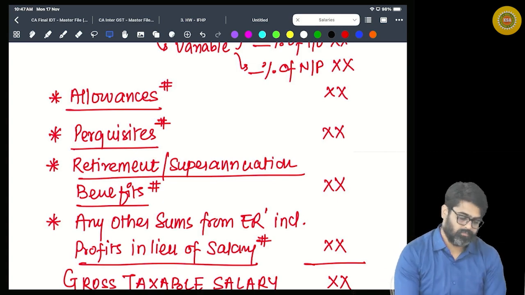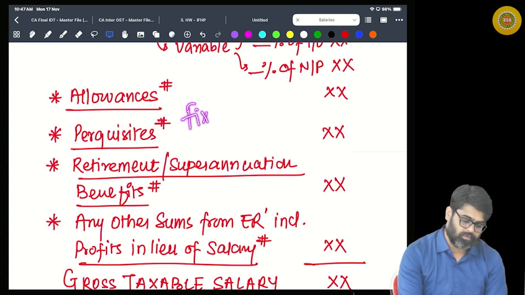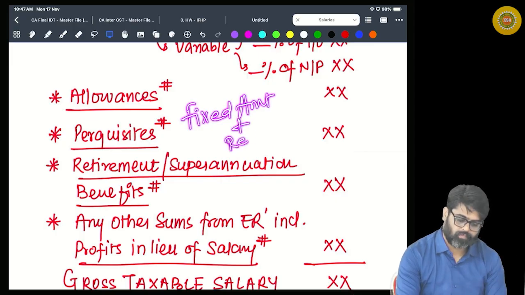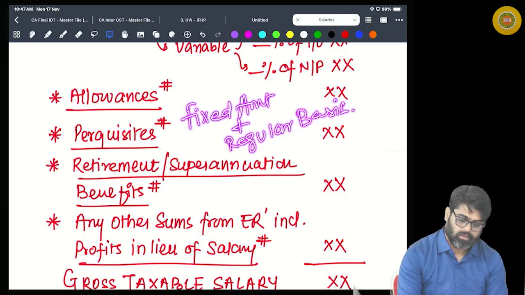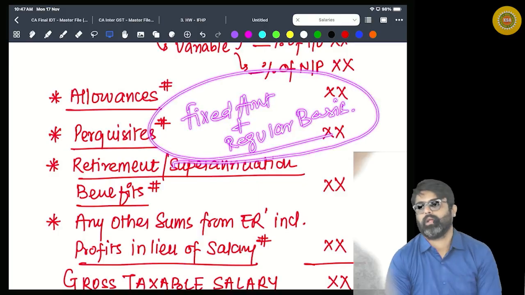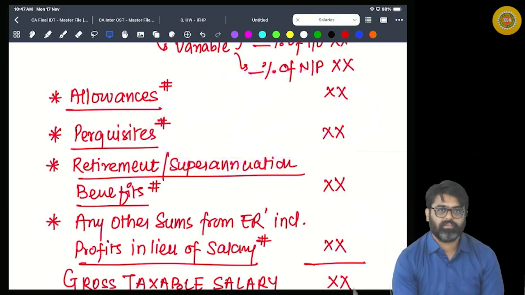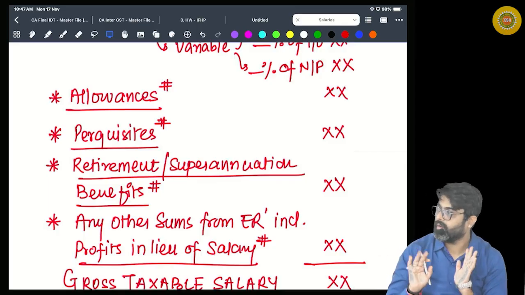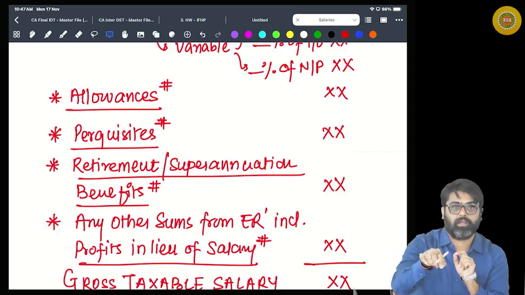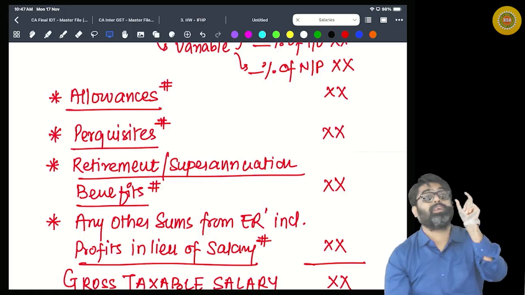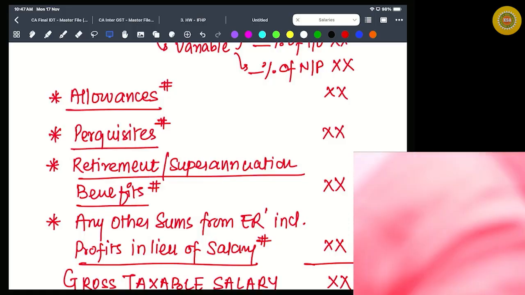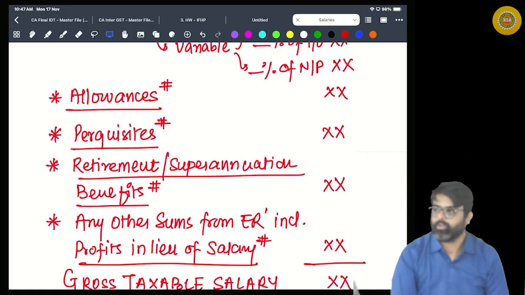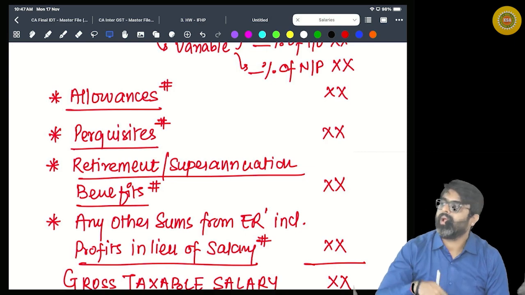Allowance means a fixed amount, given on a regular basis in addition to salary. The basic salary which you are getting, you are going to get from me. But in addition to that basic salary, some fixed amount I give you on a regular basis. That is known as allowance. Now why will the allowance be given?